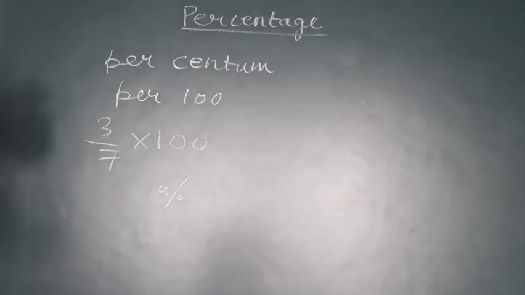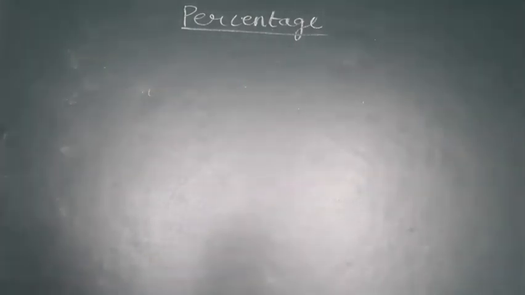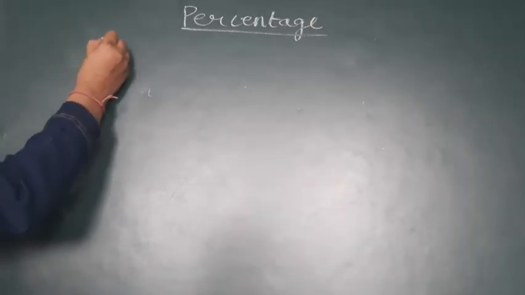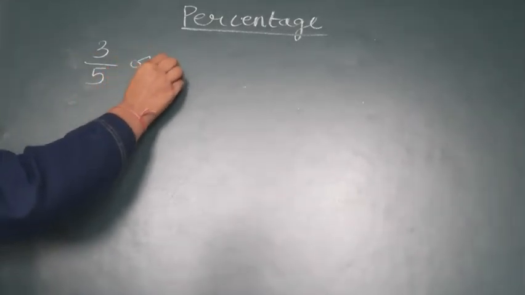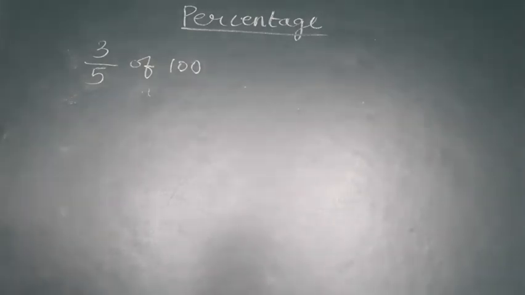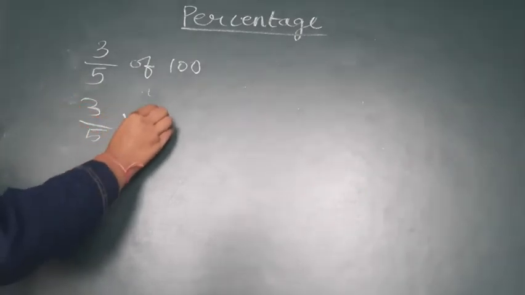Now I will be explaining some examples in order to clarify the concept of percentage and how to find out the percentage of fractions. To convert a fraction into a percentage, what is the procedure which we need to follow? For example, we have to convert 3 upon 5 into percentage. How will we convert? We will take 3 upon 5 of 100. This is the way to convert the fraction 3 upon 5 into percentage. So 3 upon 5 will be multiplied by 100.